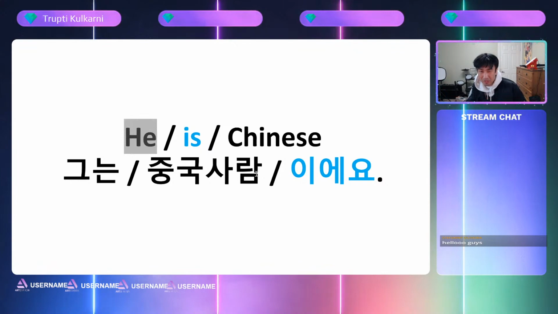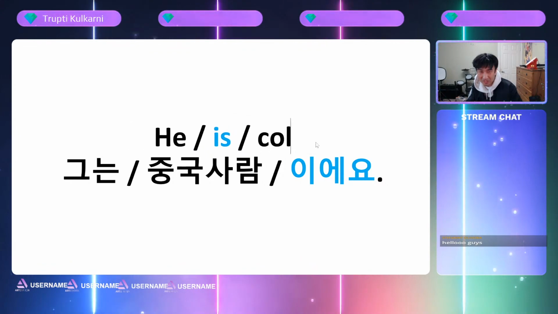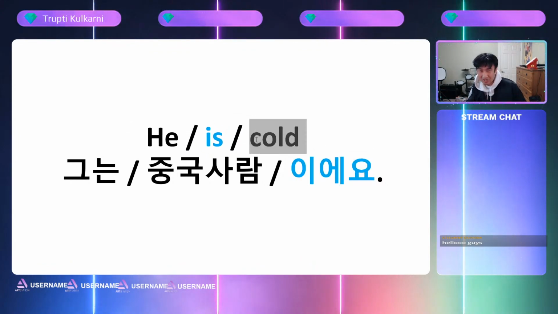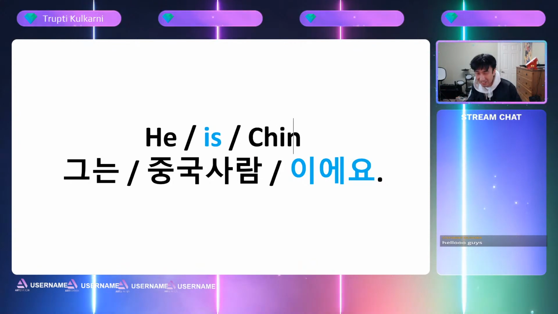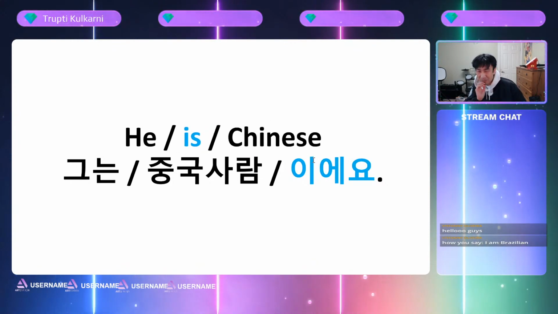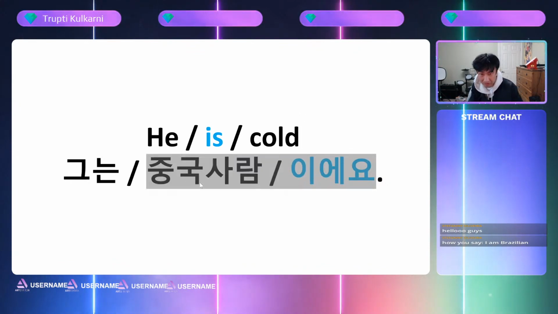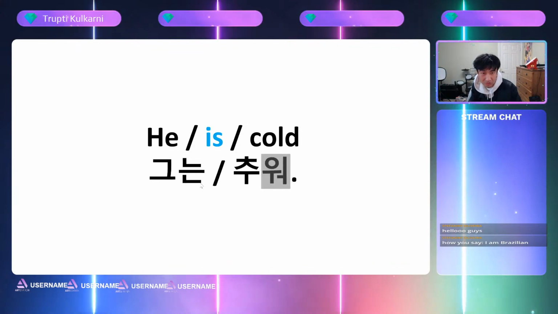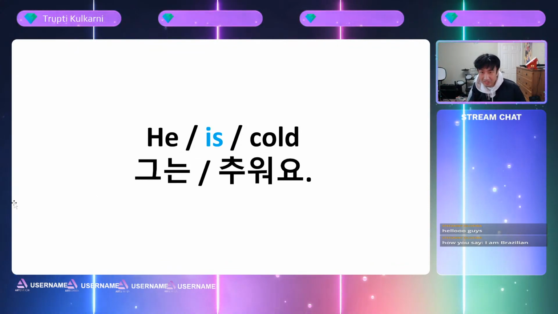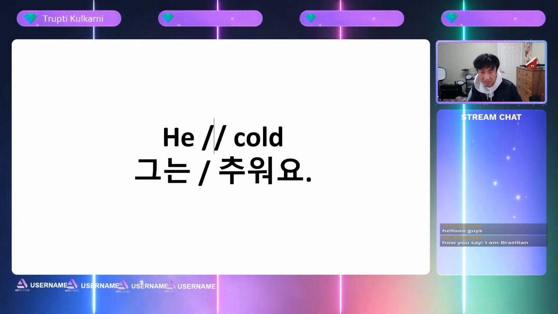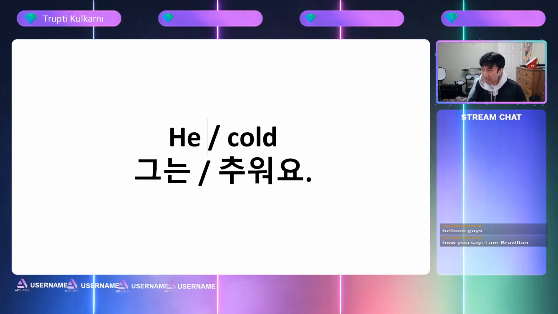One thing to note is that you can't say "he is cold" that way. Then you would not use 이에요. This is only for when he is something, not how he is feeling. So you could say "this is a chair," then you would use 이에요, but not for something like "he is cold." If you wanted to say he is cold, then you just say 그는 추워요. He is cold. So you don't need this "is" part. It's just "he cold." 그는 추워요.